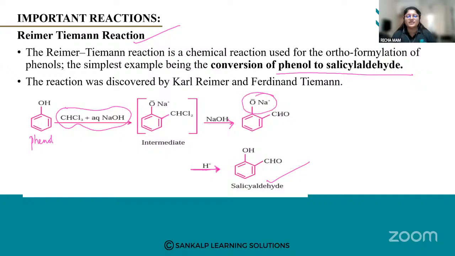Here you can see a substituted phenoxide is formed. And when you protonate it, the Na plus ions will be replaced by H plus ions.